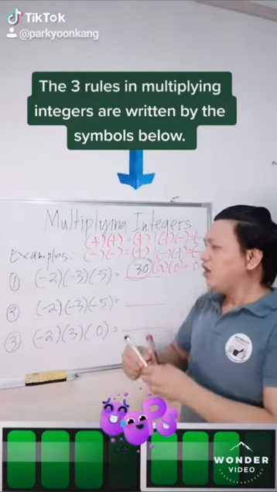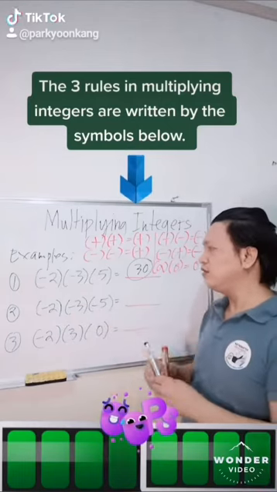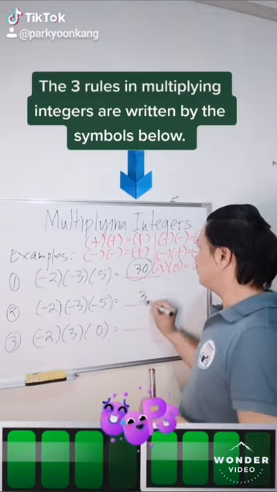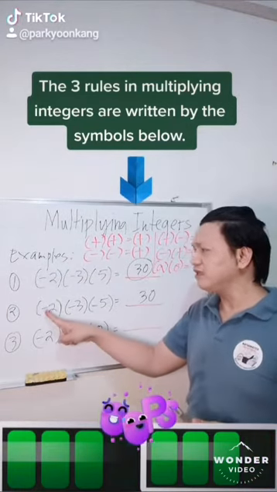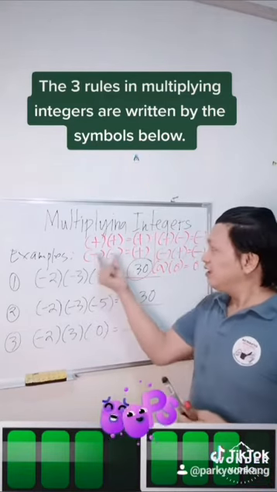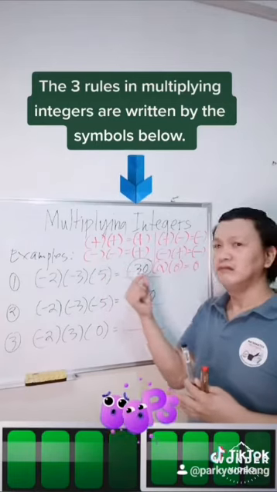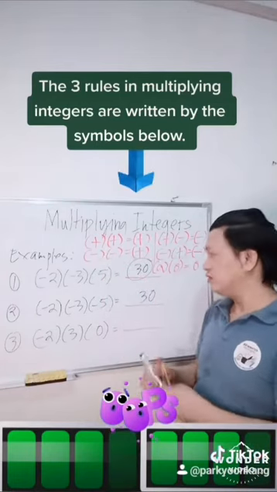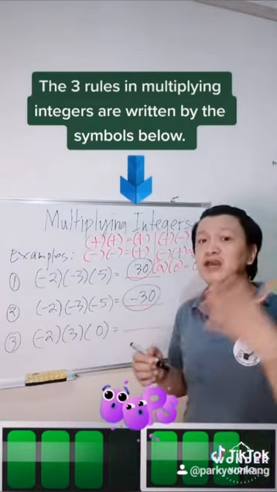Now, number 2. How about negative 2 times negative 3 and negative 5? Their product would also be 30. But if you count the number of negatives, how many negatives are there? 1, 2, 3. Meaning 3. Therefore, this is not positive; this is negative. Why did it become negative?